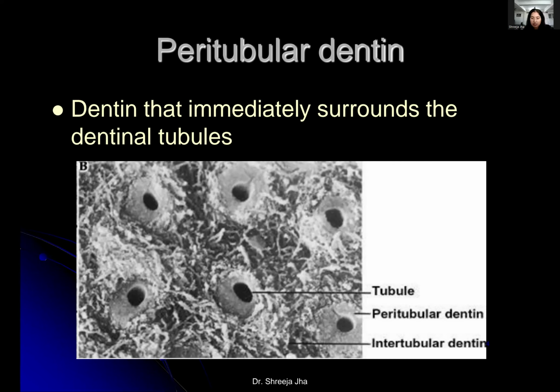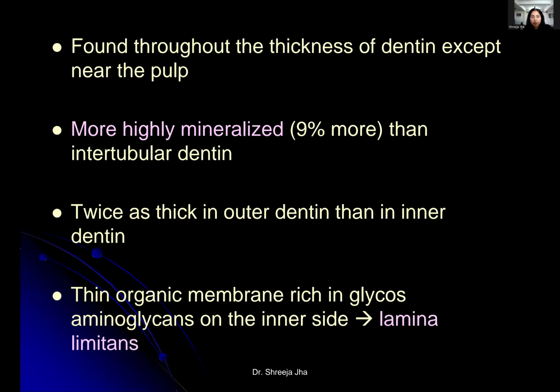Intertubular dentin is the one in between the tubules. Peritubular dentin is found throughout the thickness of dentin except near the pulp. It is more highly mineralized than intertubular dentin, and twice as thick in outer dentin as in inner dentin. It has a thin organic membrane rich in glycosaminoglycans.